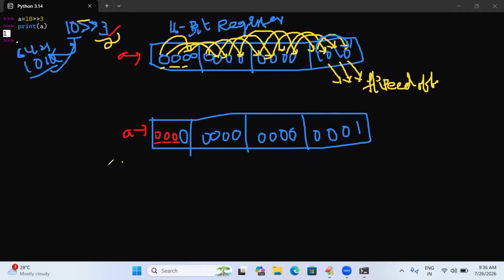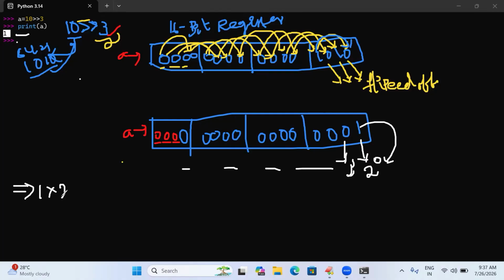Now I'm going to calculate how we get the output as 1. Here we are going to consider 2 power 0, here 2 power 1, and in the same way we have to consider all of these. These all are zeros, right? So there is no need to consider them. Anything to the power of 0 is considered as 1. So 1 into 1, the output is going to be 1, right? So we got the output as 1.